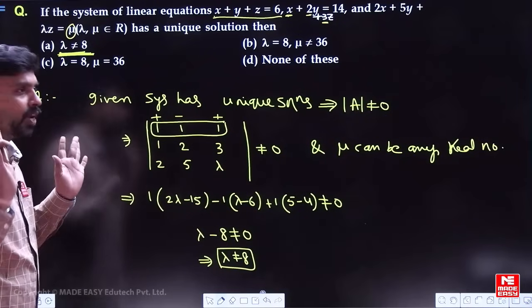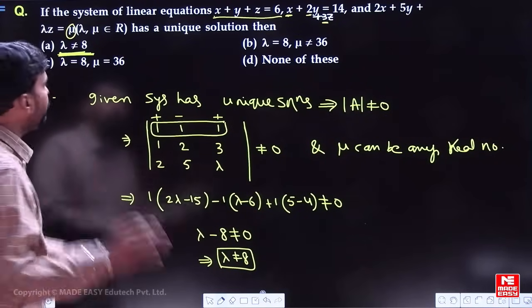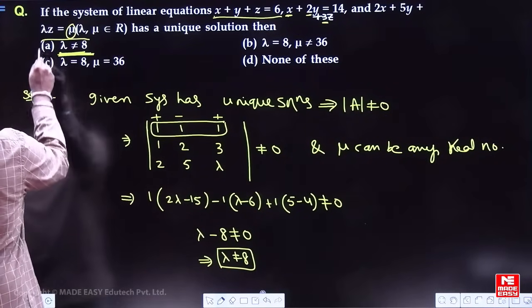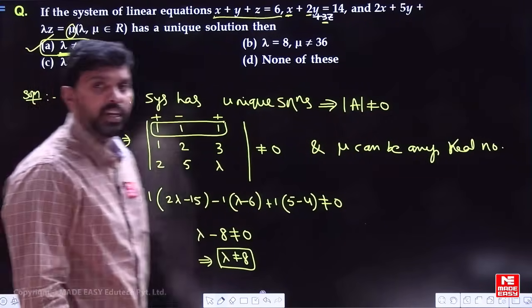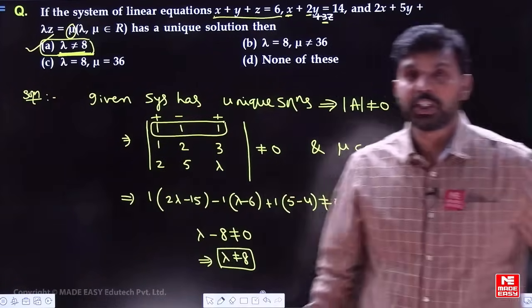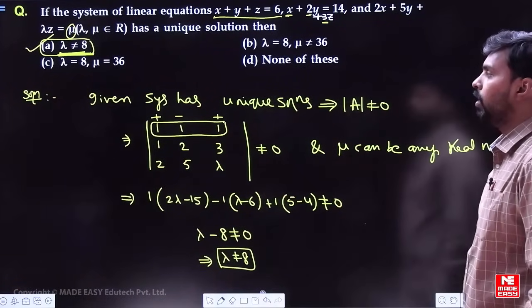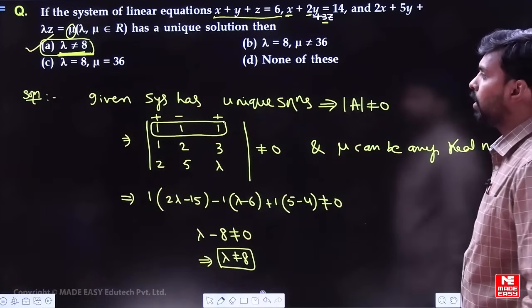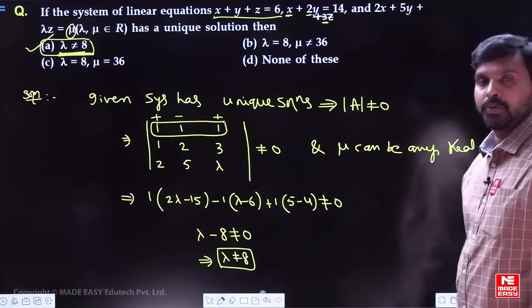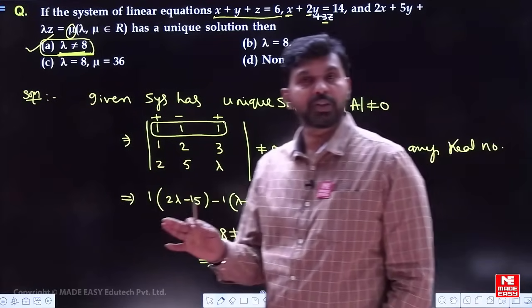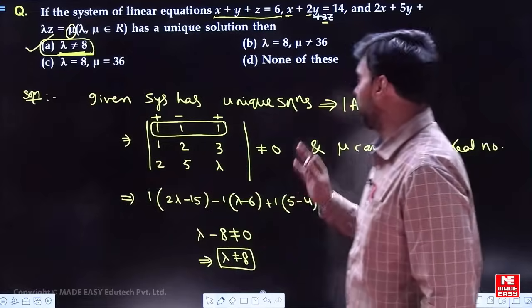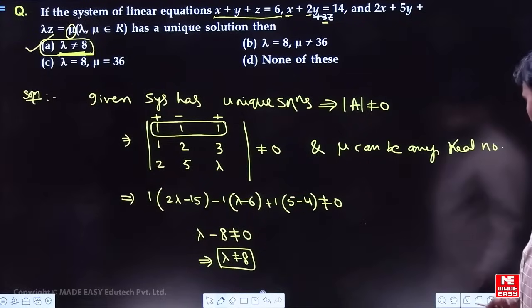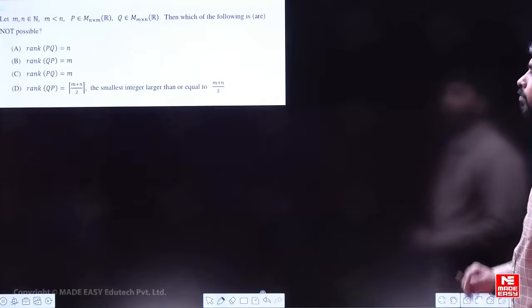Mu can take any value. So it is nothing to do with the mu. So only the point is that lambda is not equal to 8. So therefore option A is the correct answer for this question. Okay. Option A is the correct answer for this question. So this is one simple question, but it is conceptual based here. Okay, right. Now we come to the other question here.